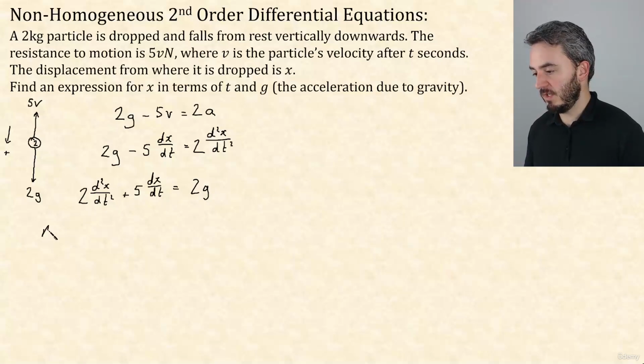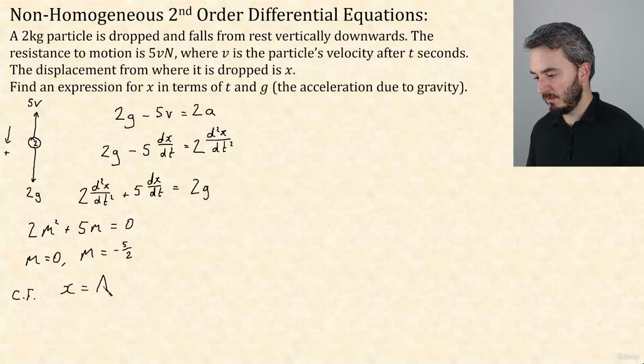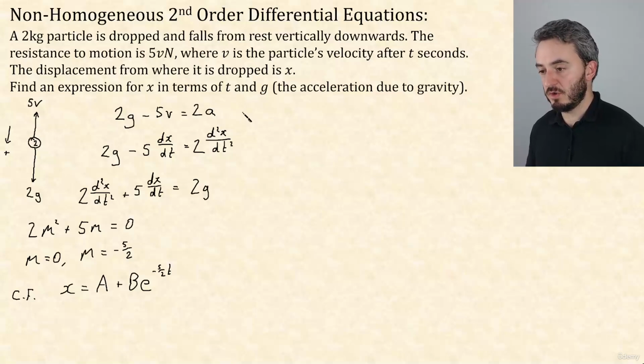My auxiliary equation is 2m squared plus 5m equals 0. This gives me solutions of m equals 0 and m equals minus 5 over 2. So this tells me that my complementary function is x equals A e to the 0, so that's just A, plus B e to the minus 5 over 2 t. So there's my complementary function done.